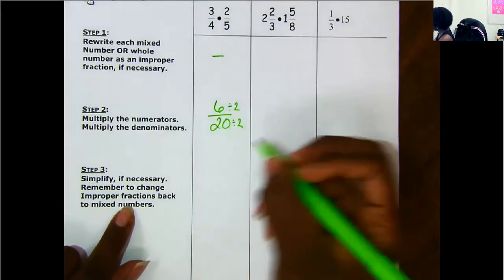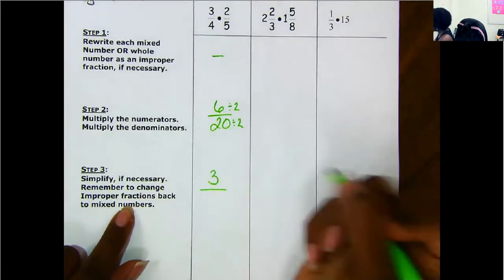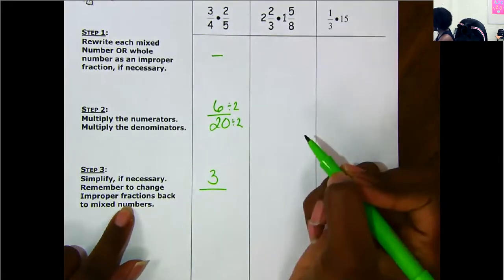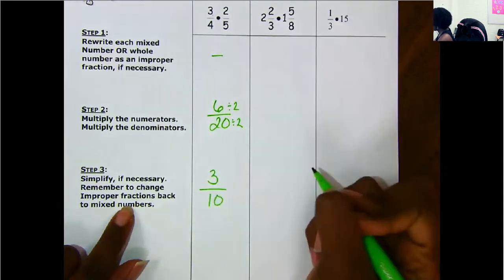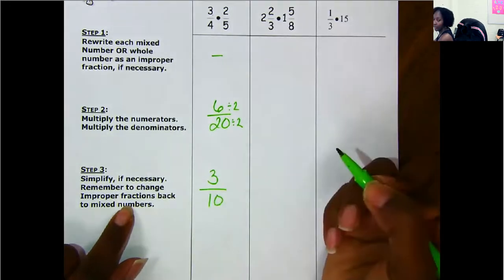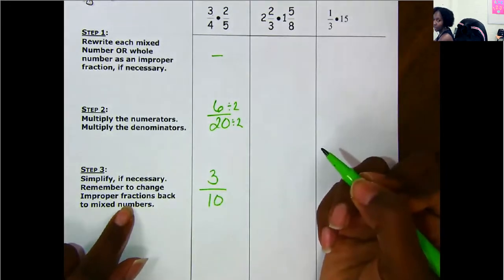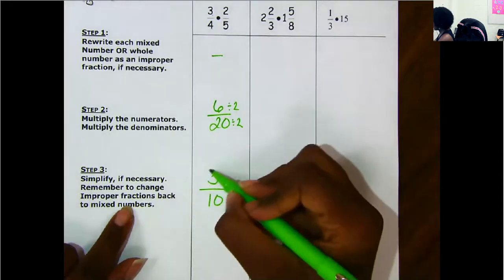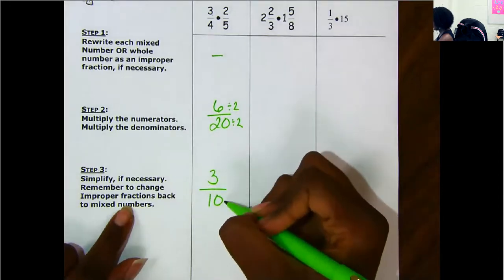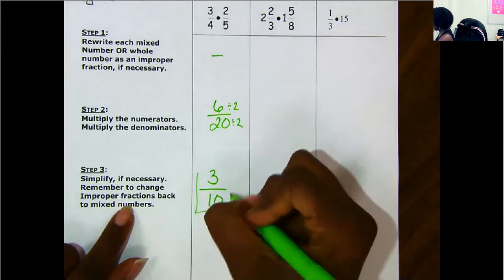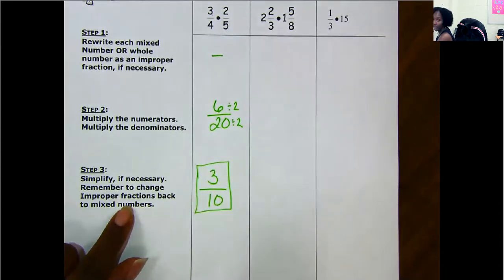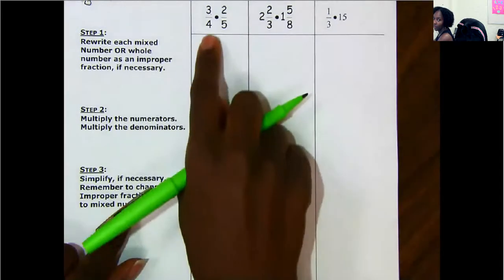6 divided by 2 will give me 3. 20 divided by 2 will give me 10. I'm going to look at my numbers again to make sure I can't simplify it further. I can't think of a number that will go evenly into 3 and 10, so I'm going to call that done. Okay, now this one you should be familiar with. You've done this one before.